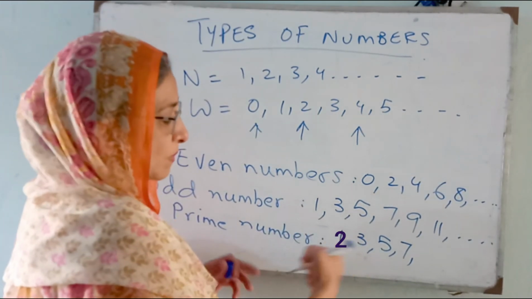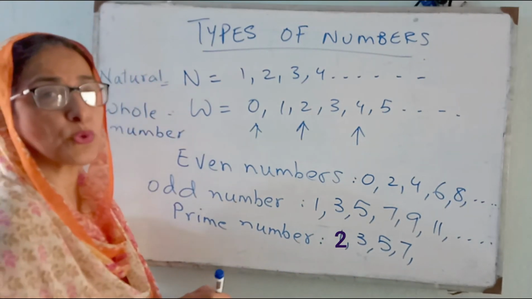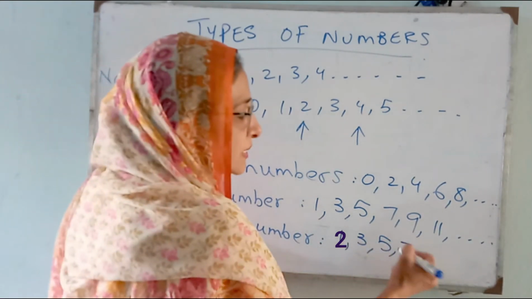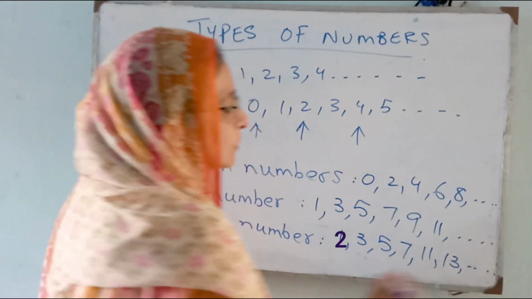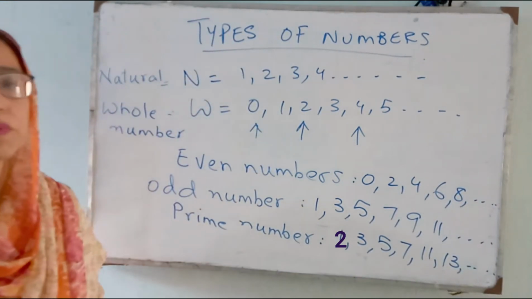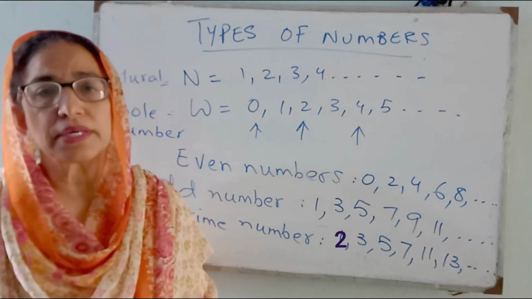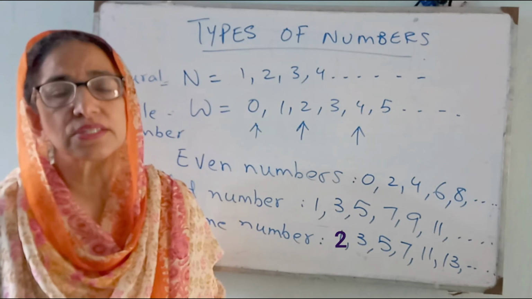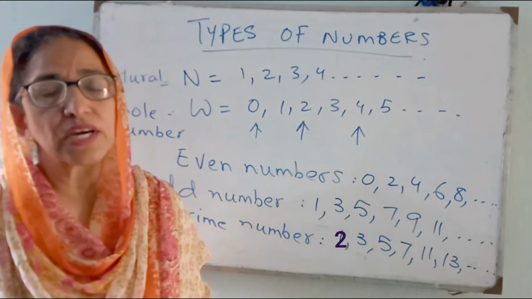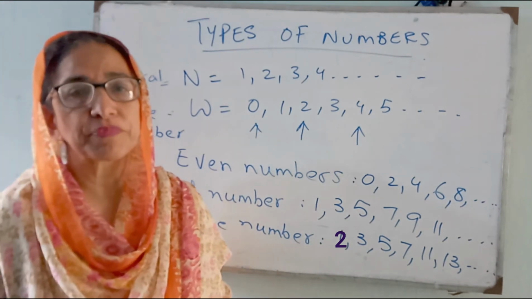So 9 has more than 2 factors. So 9 is not a prime number, but 11, 13 and so on are prime numbers. So a prime number has only 2 factors. That means it is divisible by 1 and itself. That is called a prime number.